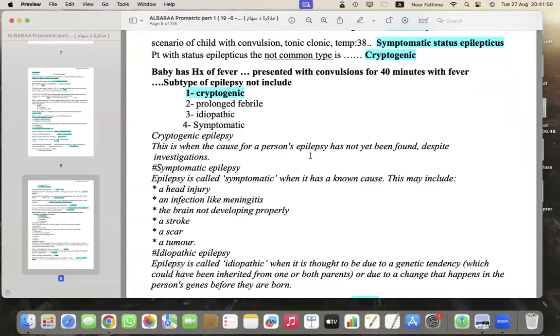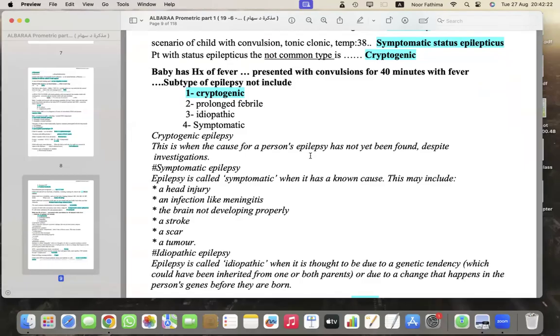Then symptomatic epilepsy. Epilepsy is called symptomatic when there is a known cause. This may include head injury, an infection like meningitis, brain not developing properly, a stroke, a scar, or a tumor. If you know the cause, then it is called symptomatic epilepsy. If you don't know the cause, then it is called cryptogenic epilepsy. Then idiopathic epilepsy.